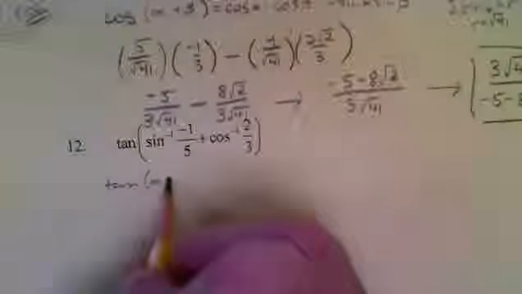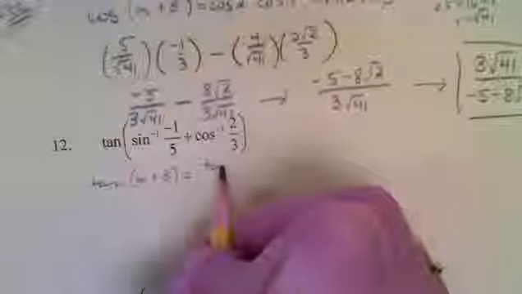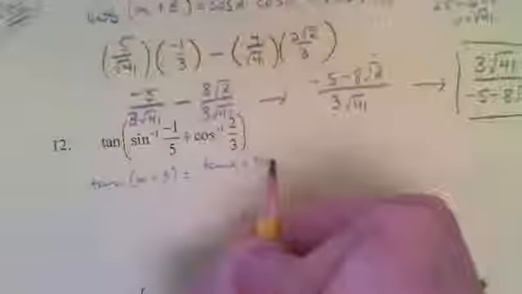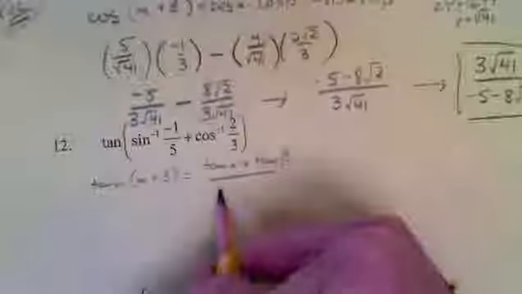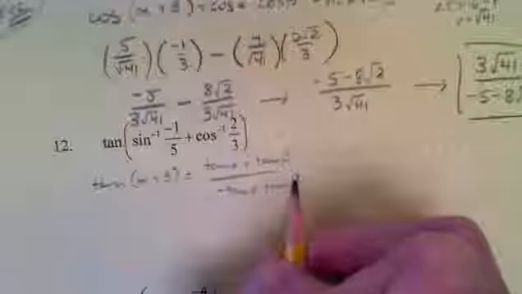All right, 12, tangent. Again, it's tangent of alpha plus beta. The formula for the tangent of alpha plus beta is tangent alpha plus tangent beta over 1 minus tangent alpha tangent beta. Now, you don't have to write that formula down, but since I don't have the sheet in front of you, I want to make sure we're all using the same formula. All right, so I need to know alpha and beta.